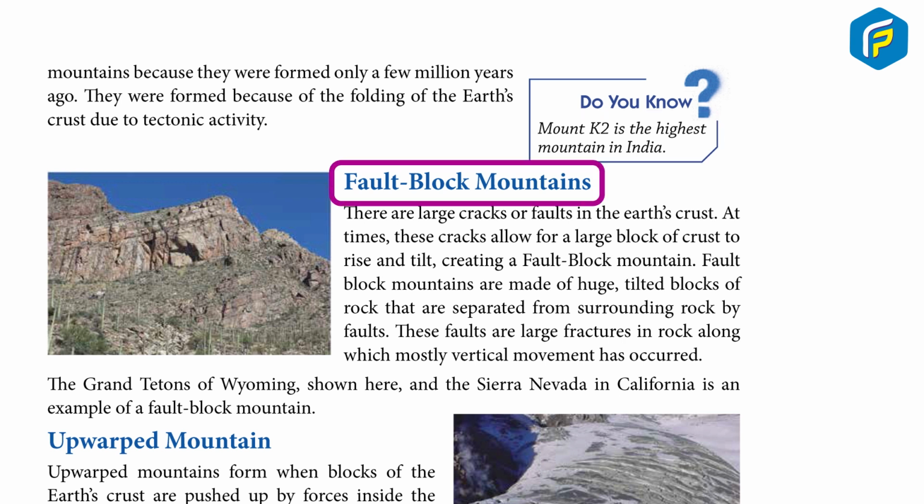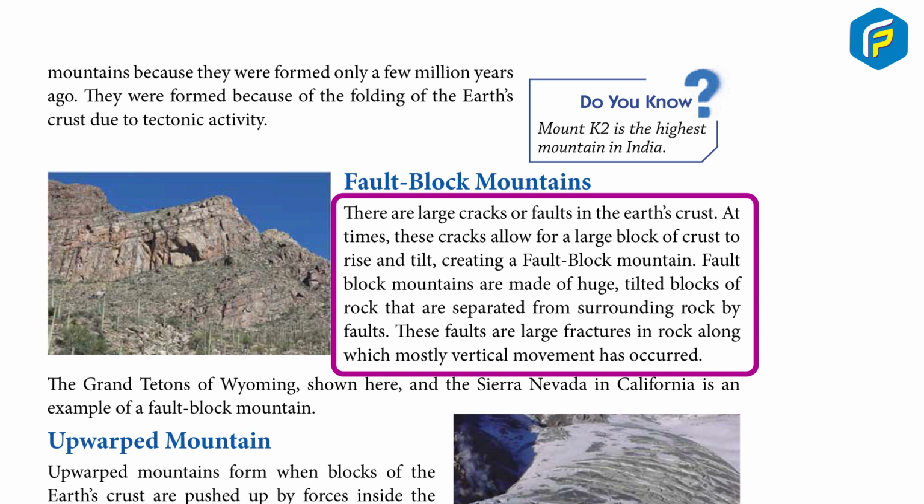Fault block mountains. There are large cracks or faults in the earth's crust. At times, these cracks allow a large block of crust to rise and tilt, creating a fault block mountain. Fault block mountains are made of huge tilted blocks of rock that are separated from surrounding rock by faults.